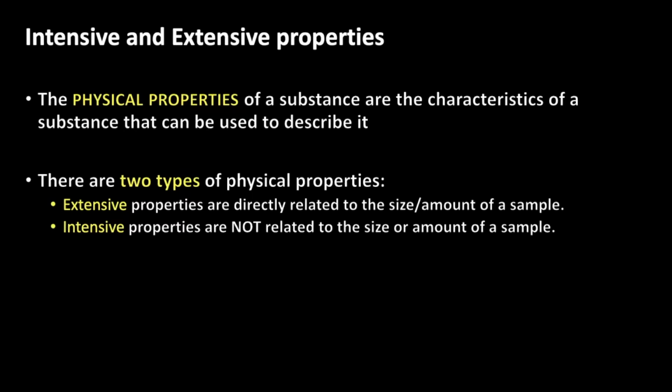In today's lesson, we're going to talk about density and intensive properties and extensive properties. So the physical properties of a substance are the characteristics of a substance that can be used to describe it. There's two types of physical properties, extensive and intensive, where extensive are directly related to the size and amount of that sample or that chemical, and intensive properties are not related to size and amount.